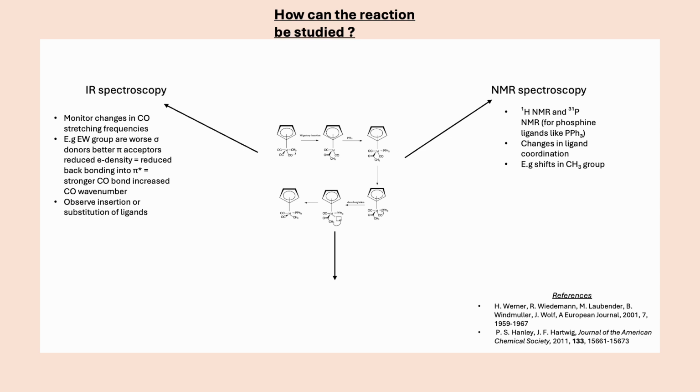Also with hydrogen NMR, the methyl group will be at a different chemical shift depending on how de-shielded it is. So in the first complex, we have more carbon monoxide ligands than we do in the second complex. This will de-shield the hydrogens more and therefore will give a higher chemical shift value.